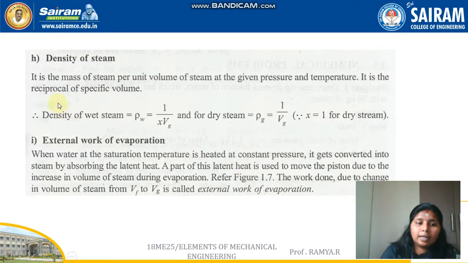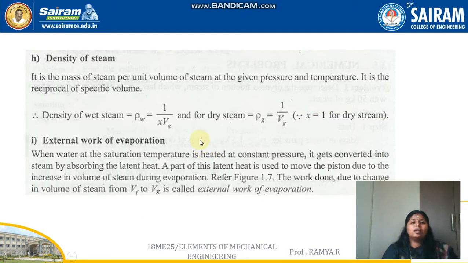The next one is density of a steam. It is the mass of steam per unit volume at a given pressure and temperature. It is the reciprocal of specific volume, where density of a wet steam is indicated as rho w, which is equal to 1 by (dryness fraction into specific volume of dry steam). And for a dry steam, it is rho g, which is 1 by Vg, the specific volume of dry steam, because the dryness fraction for a dry steam is 1.